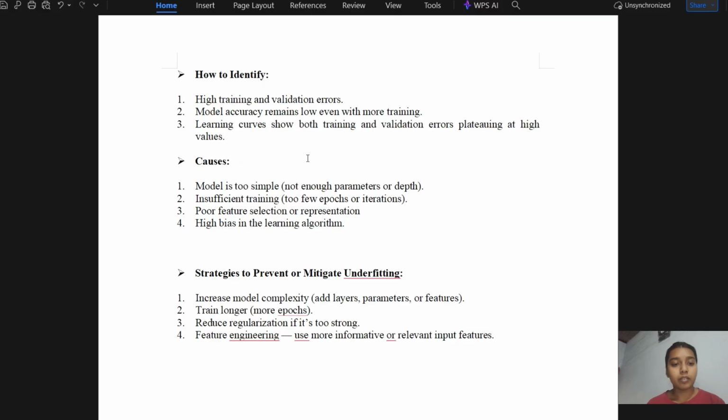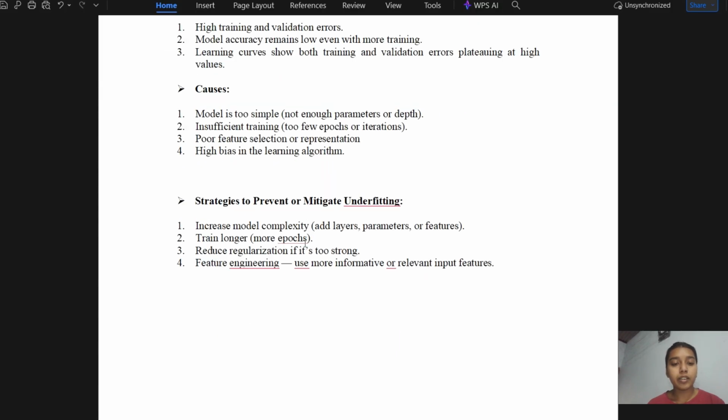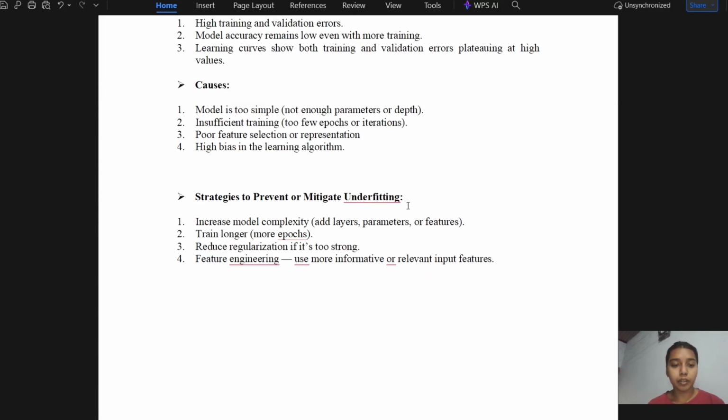Causes. First, the model is too simple, with not enough parameters or depth. Second, insufficient training. Third, poor feature selection or representation. Fourth, high bias in the learning algorithm. Strategies to prevent or mitigate underfitting.